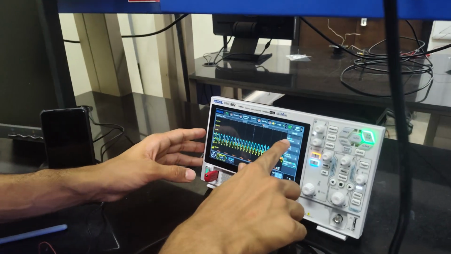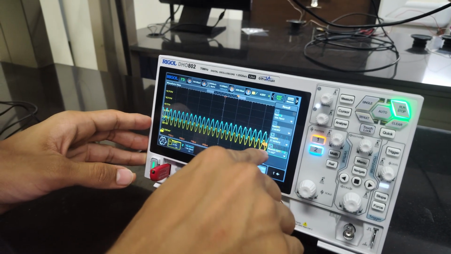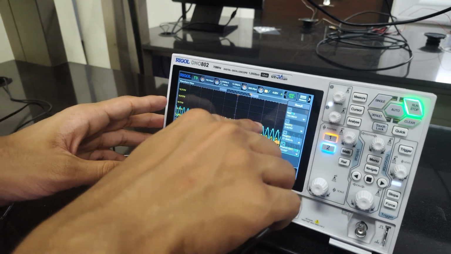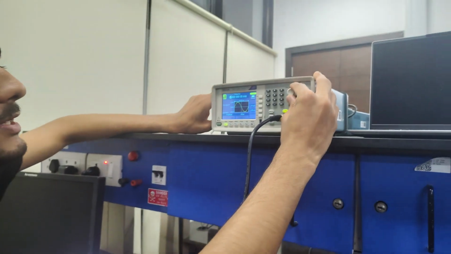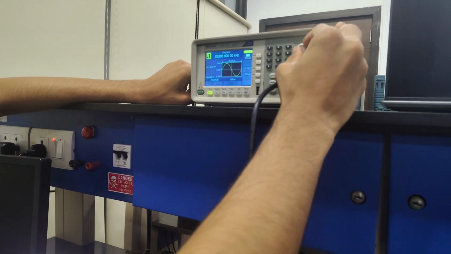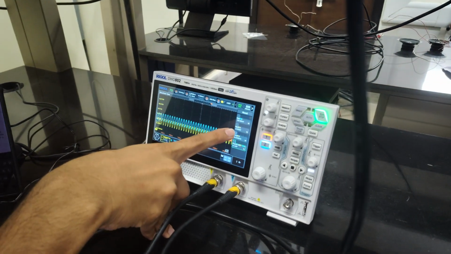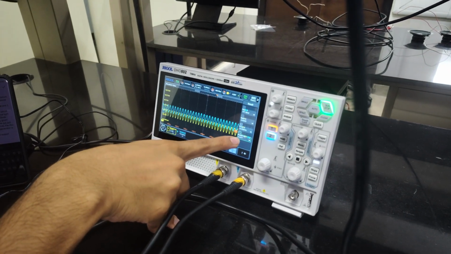Here we will measure the VPP of C2, VPP of C1, and the frequency of the channel 1 and the phase difference between these two, input and output. As we change the frequency value in the signal generator, we will get the change in value of VPP of C1, VPP of C2, and the phase response.